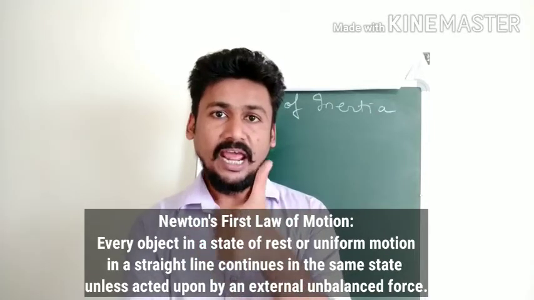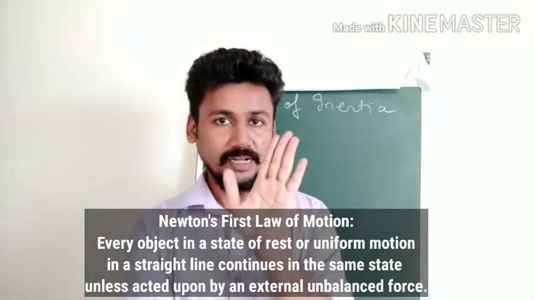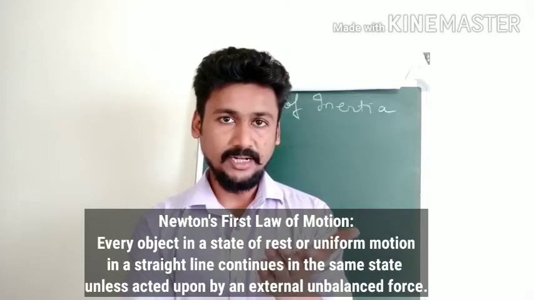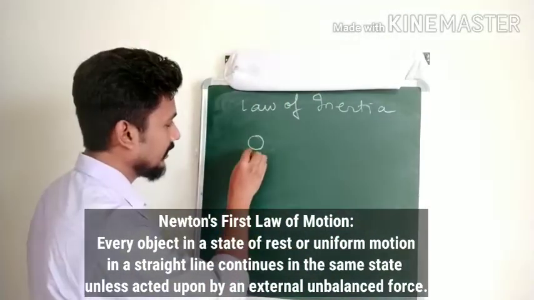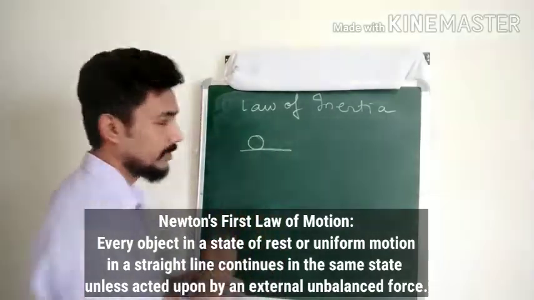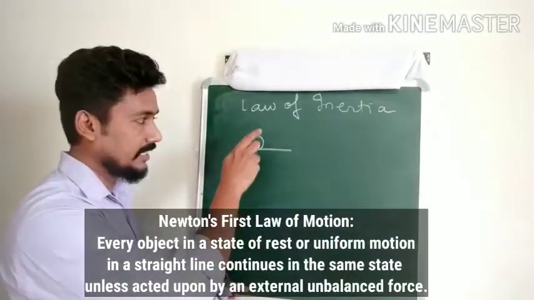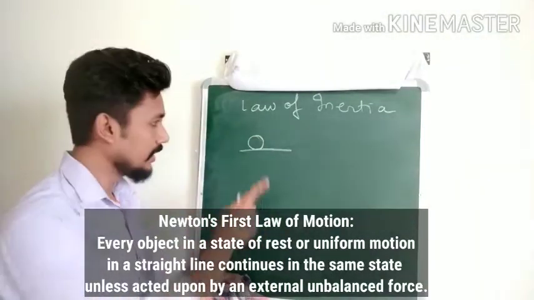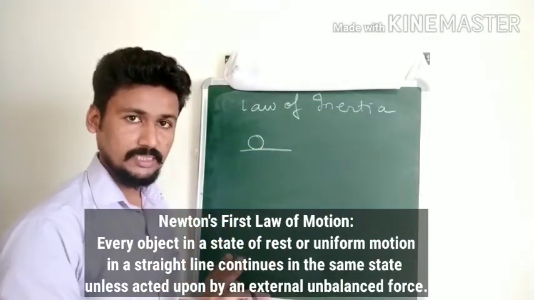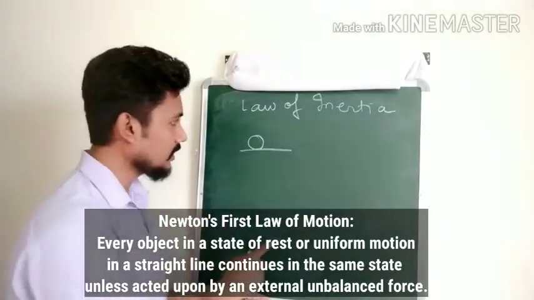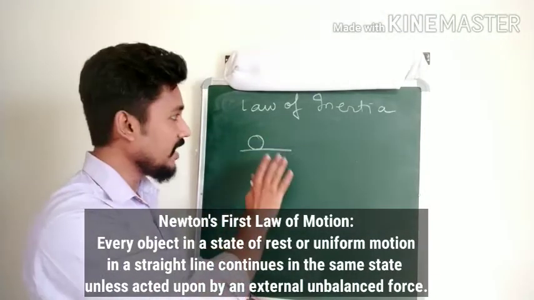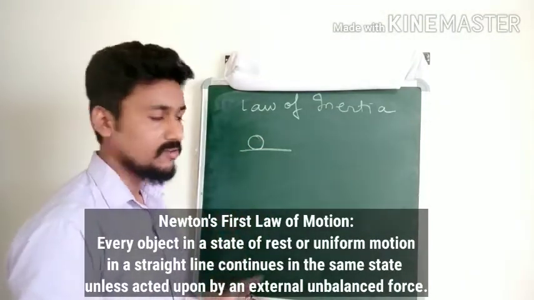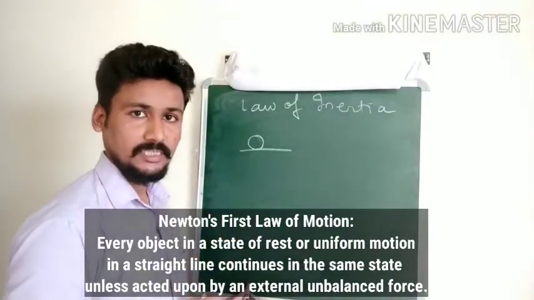What is the meaning? Let us look at the first half. First half says, every object in a state of rest. You understand what is rest, right? So, let us consider a ball that is placed on a field. This is a football that is lying on the field. This ball is in a state of rest. Is that correct? Newton's law says, a ball which is in a state of rest will remain in the state of rest. For how long will it remain in the state of rest?